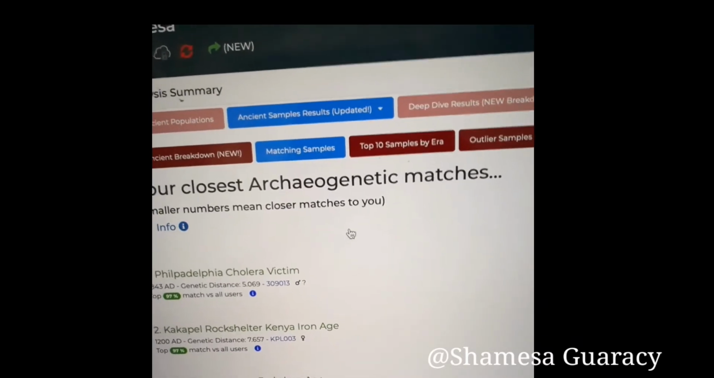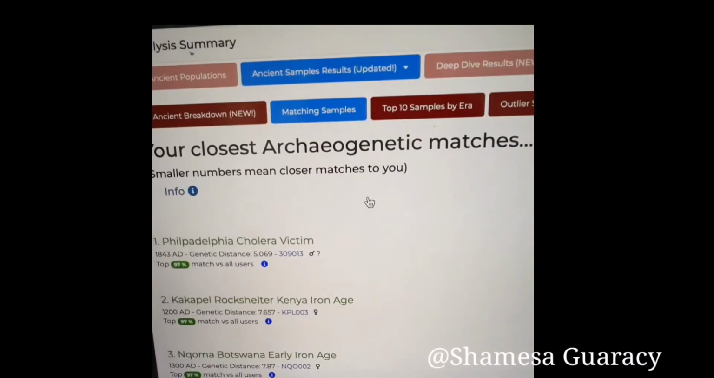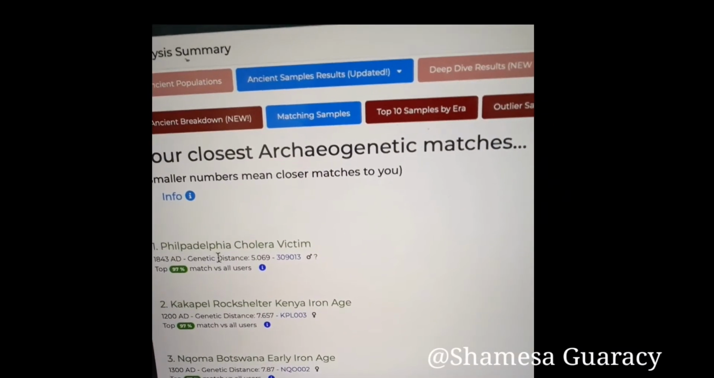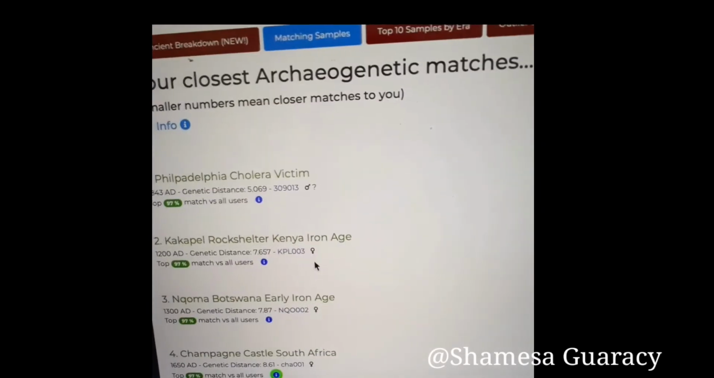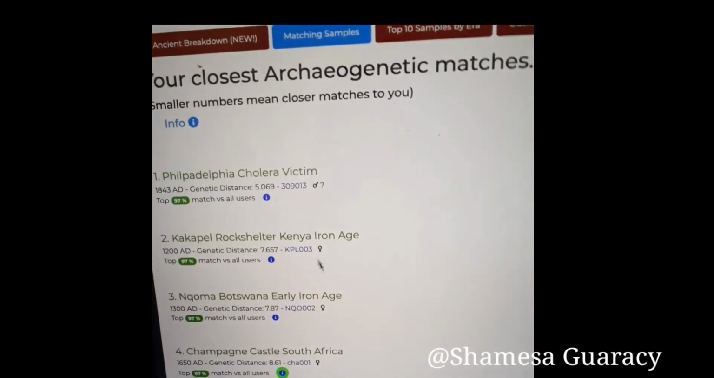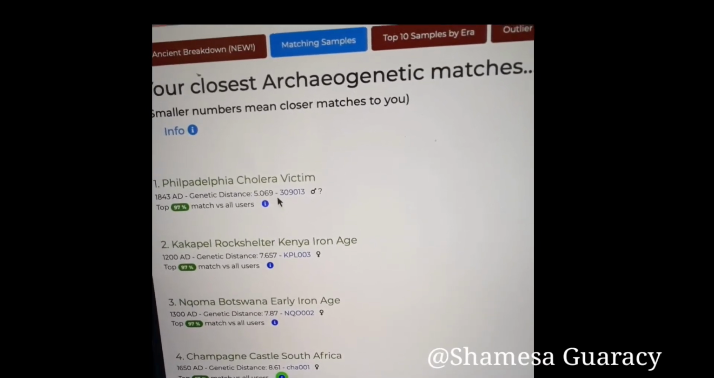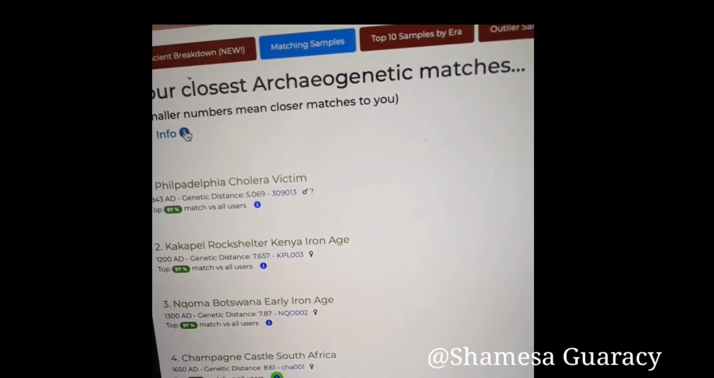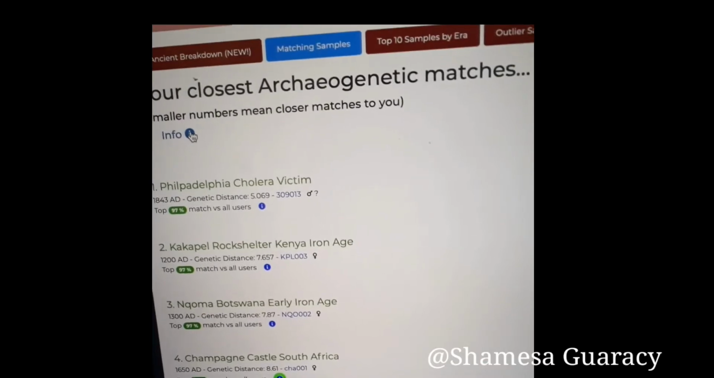Basically, these here are my closest archaeogenetic matches, and this is the Philadelphia Cholera victim, however you say that. And you can see my genetic distance is 5. So with this site, the smaller the numbers means the closer the matches are to me.